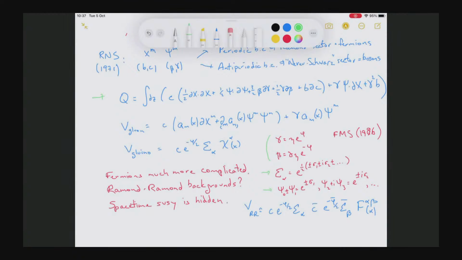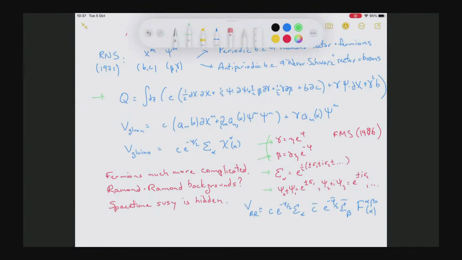So the Gluino vertex operator is much more complicated than the gluon vertex operator, and that makes it difficult to describe Ramond-Ramond backgrounds, because in the gluon vertex operator the ghosts and matter fields essentially decouple, but in the Gluino they couple just because you have to bosonize all these ghosts here.